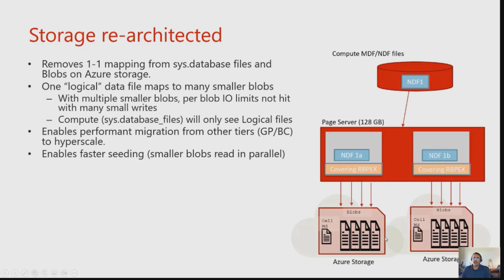So why small size blobs? So that each blob doesn't hit any of the per-blob limits that exist, such as throttling, so that they can be read in parallel when we are seeding, for things like geo-DR seeding, for things like if page servers go down and they have to reseed from Azure storage. This enables much faster seeding. It also enables performant migration from business critical or general purpose, other tiers, into Hyperscale. So that's the reason this storage was re-architected.